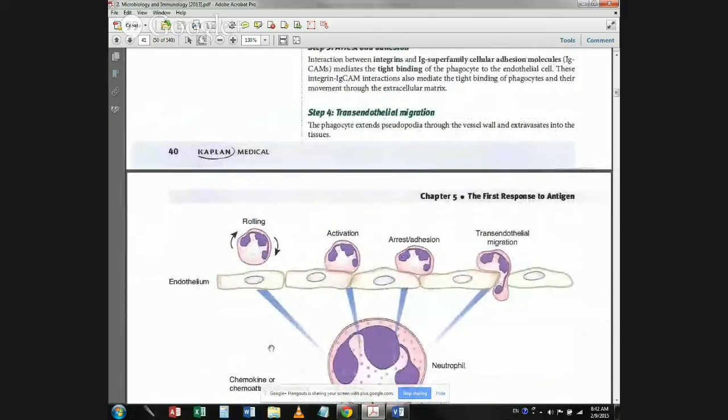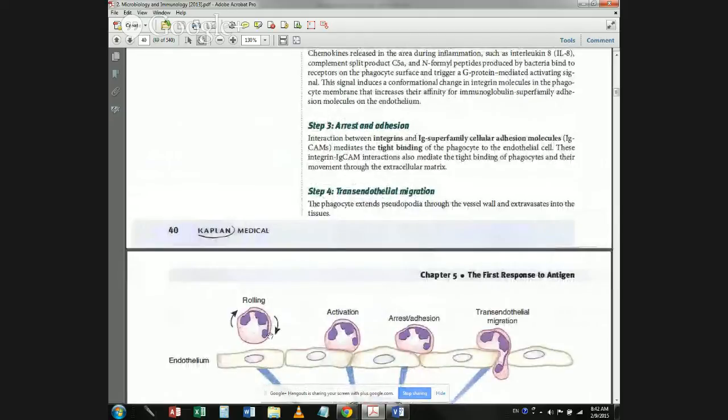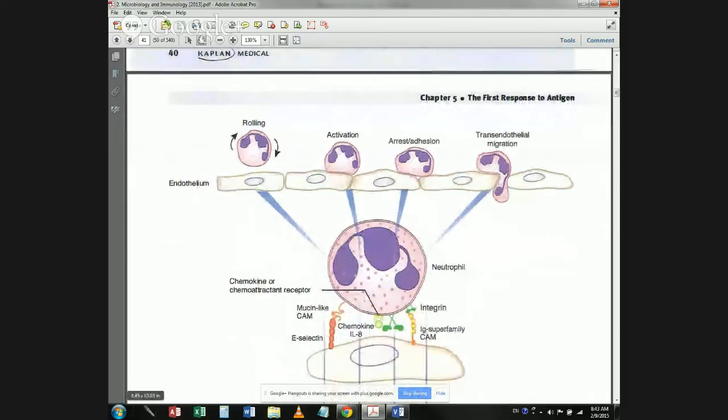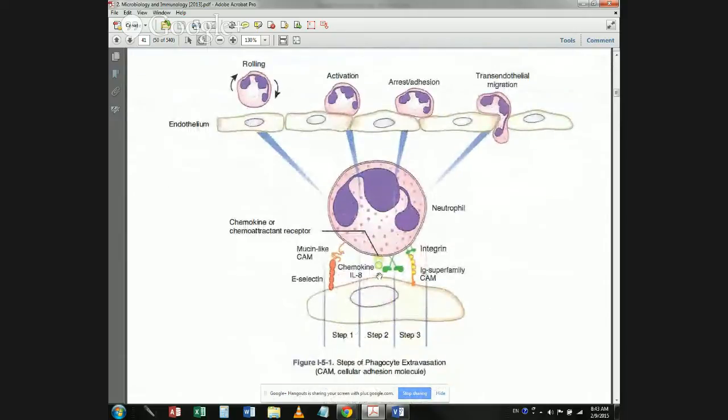So they attach, detach, attach, detach, and eventually this neutrophil is attached with IL-8, and it's also bound with N-formyl peptides, and that will cause a change in the conformation of their integrins. And then they will be able to bind more securely to the endothelium molecules, and thus it definitely comes to a stop. You see, arrest and adhesion. And then they will go ahead and extend pseudopodia, like a false foot, in between these endothelium cells, and thus extravasate into the tissues. And now you have a big old neutrophil inside the tissue.